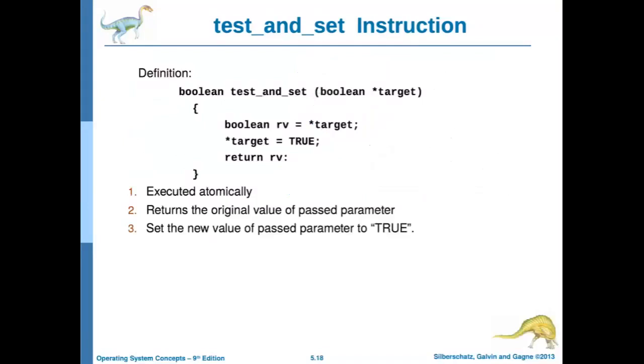So in pseudocode, this can be written something like this: Boolean test and set, Boolean star target. Because as I mentioned, it returns the value. So test and set returns the current value. So that is why Boolean, because we are dealing with just true and false.